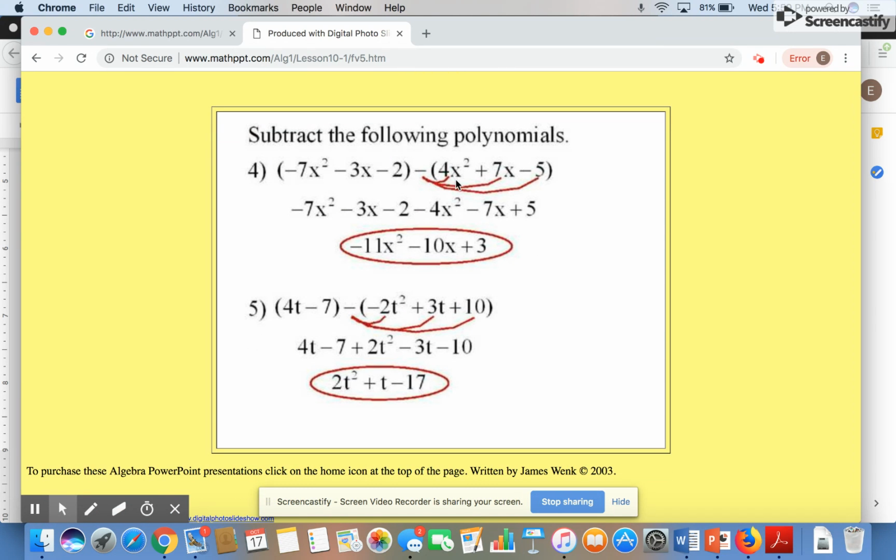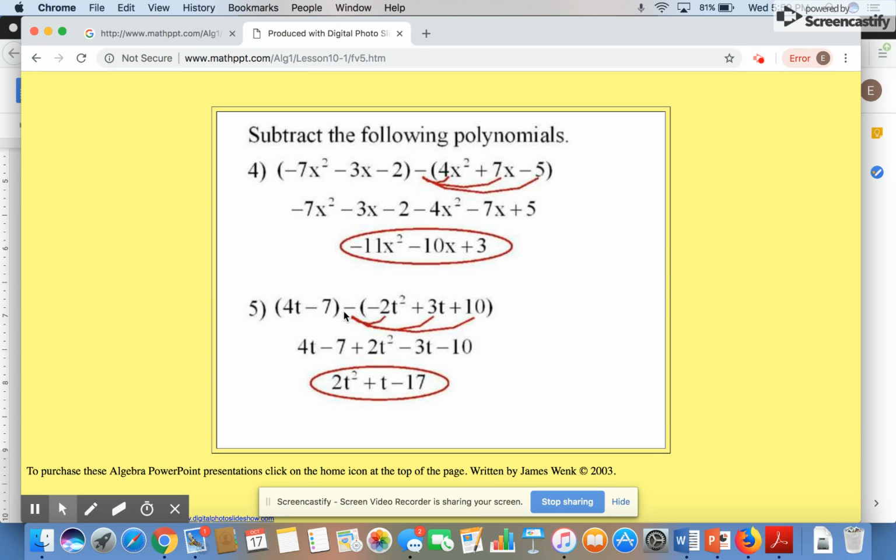And lastly, we have the same thing going on, subtracting the polynomials. You distribute here, you keep what you have here, and then you just combine your like terms. You take your 7x squared, your negative 7x squared, and your negative 4x squared, and it gives you negative 11x squared. You take your negative 3x and your negative 7x, and it gives you negative 10x. You take your negative 2 plus your 5, and you get 3.